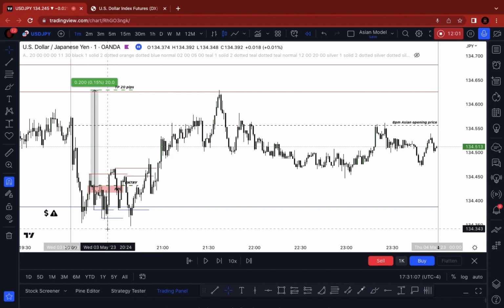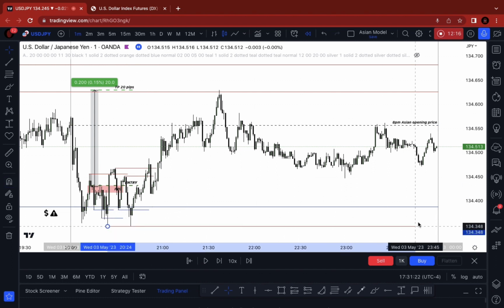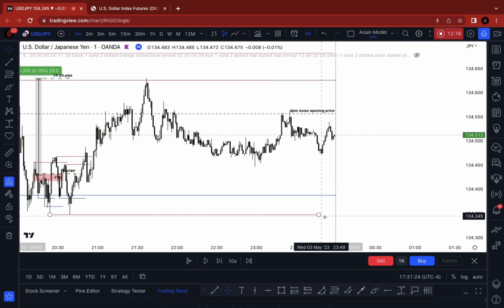134.371. Is that correct? Yeah, 348. I was looking at the wrong thing. Well, it's actually a double bottom. This is a double bottom. See the price runs up here? And look at this double bottom. Just for bonus, I know if I play it out, I know price runs this.